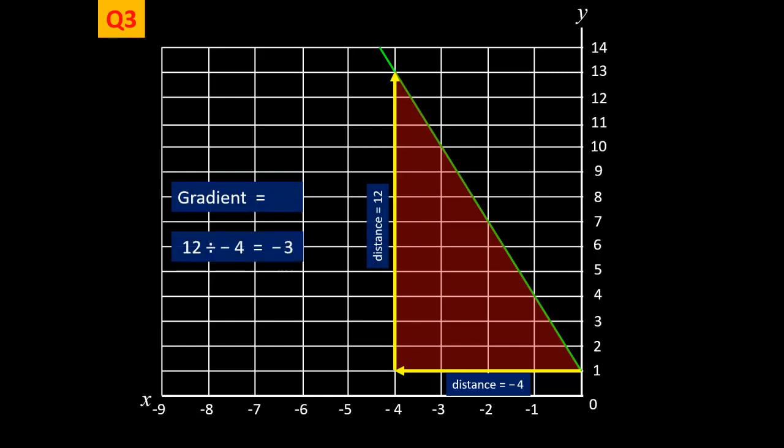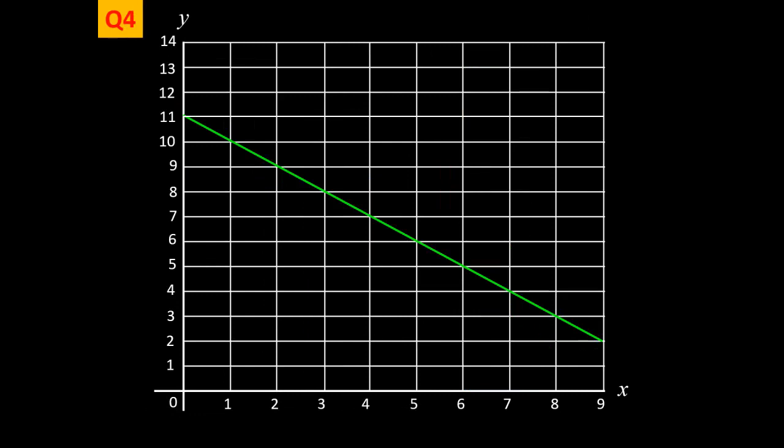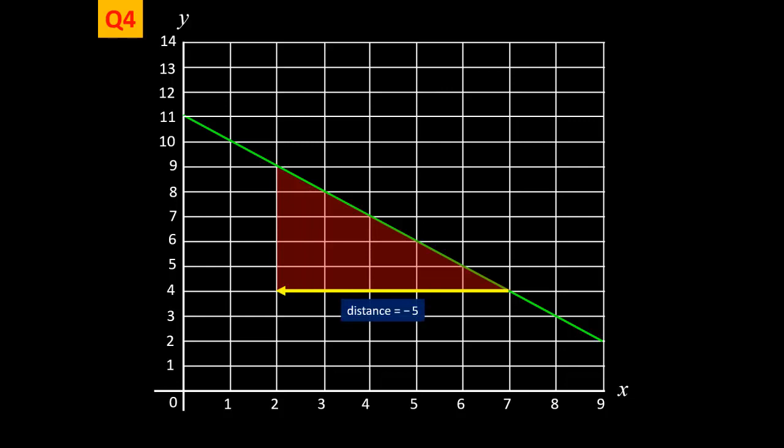Okay, so let's have a look at the last one. Another negative gradient, top left down to the bottom right. Let's put a triangle in. Once again, your triangle might not be the same size as mine, but the gradient should come out the same. And then the distance going across, what's that? 1, 2, 3, 4, 5 in a minus direction. So a distance of minus 5. Going up is 5. Gradient, 5 divided by minus 5 is minus 1.